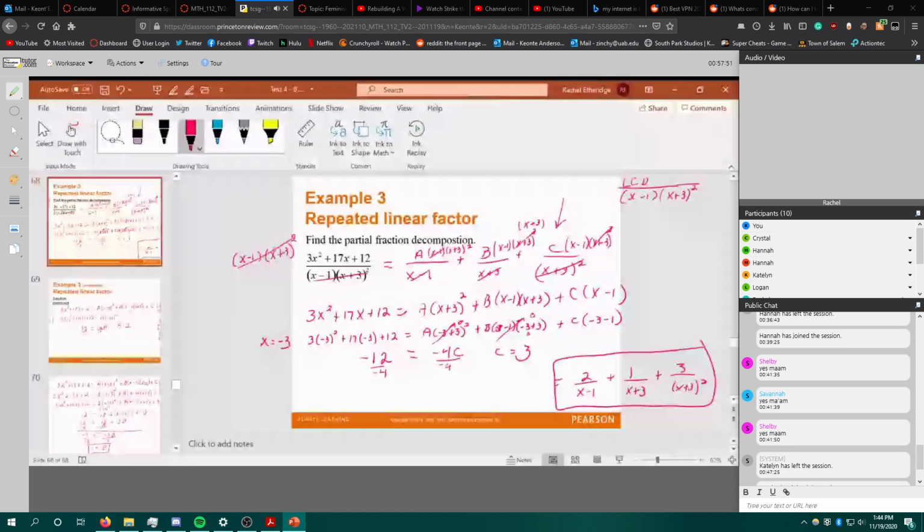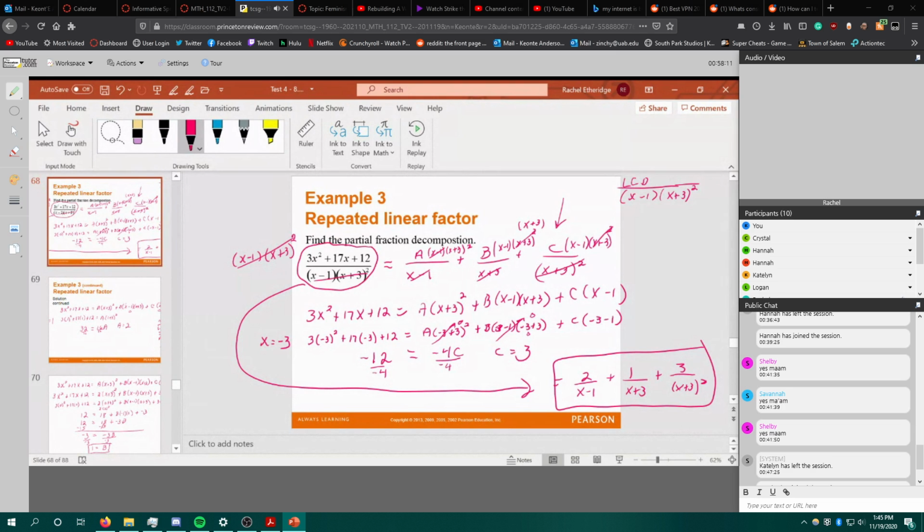Okay. Right, so all I did was I just took what I got for A, B, and C, and I said that this thing right here equals that. So you just plug in your A, your B, and your C, and that would be your partial fraction decomposition.